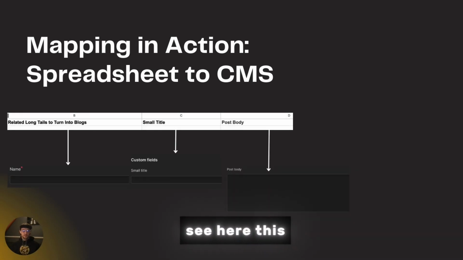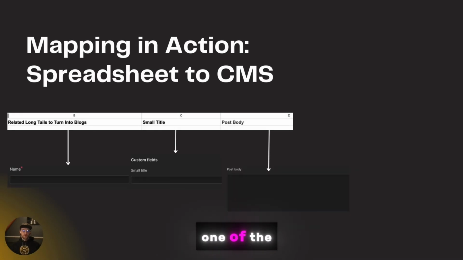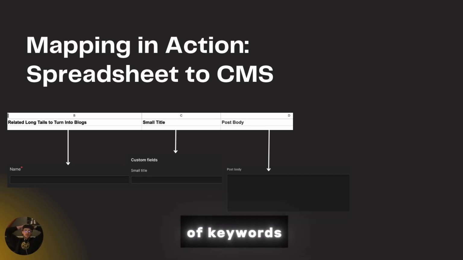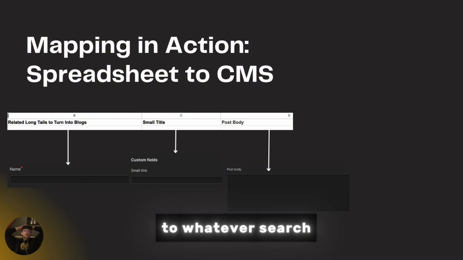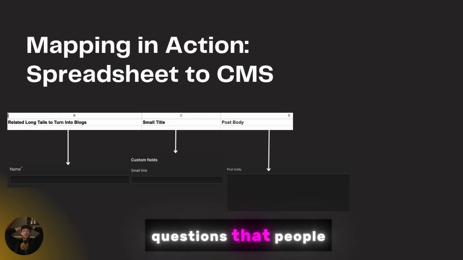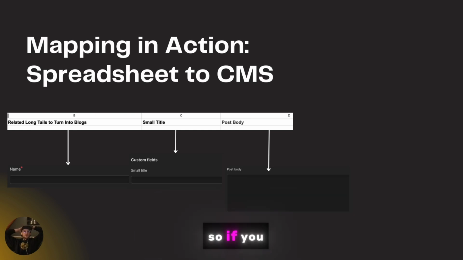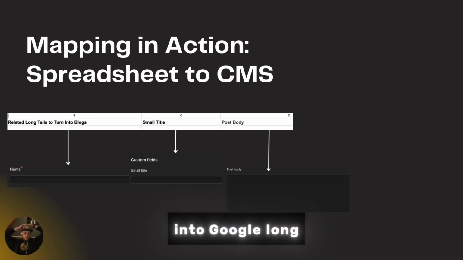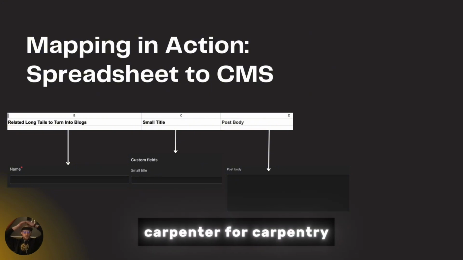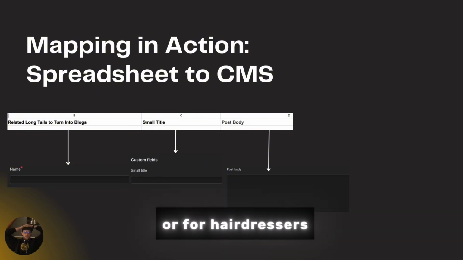So you can see here, this is an actual example from one of the blogging spreadsheets that I have an automation set up on. It says related long tail keywords to turn into a blog. So you can just go and essentially get a scraped list of keywords that are relevant to whatever search term you're trying to rank for. And these will be actual questions that people are querying into Google.